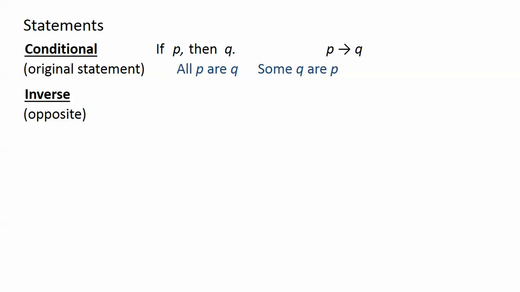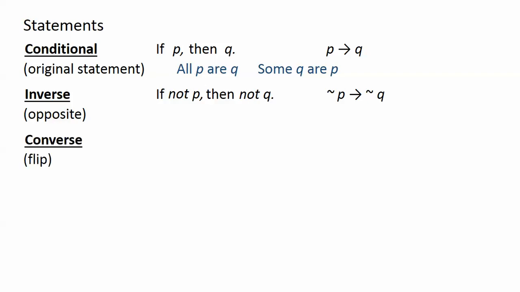Inverse, opposite. If not P, then not Q. We'll use the symbol for not in front of the P. That tilde sign means not. If not P, then not Q. Converse, a flip. If Q, then P. We'll write this as Q arrow P. If Q, then P. We have flipped our statements.